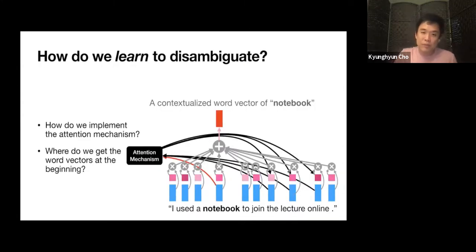Now the question is, how do we then train this neural network? Because although I used the attention mechanism as if it's given, this black box called the attention mechanism is not designed nor given naturally. We somehow need to figure out how to make it so that it resolves all those ambiguities automatically.